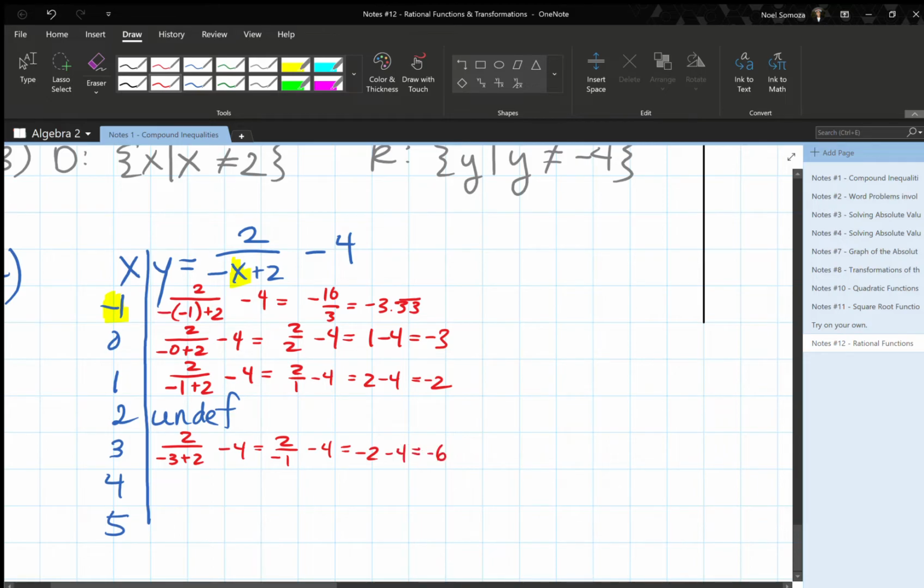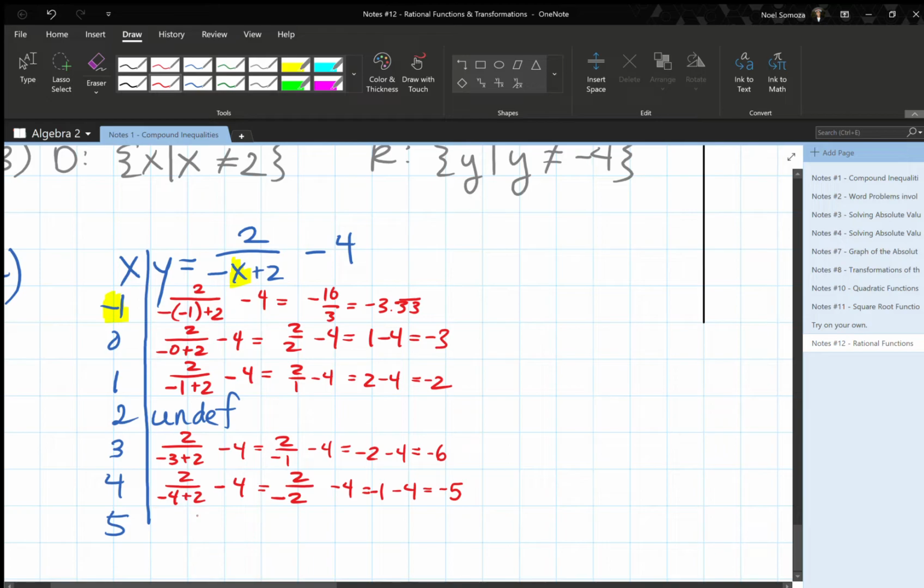Keep going. 2 over negative 4 plus 2 minus 4. Wait a minute, sorry, made a mistake here. 2 all over negative 4, so that's going to be 2 over negative 2, sorry. So that's negative 1. So negative 1 minus 4 is negative 5.